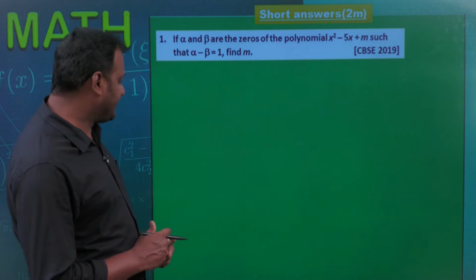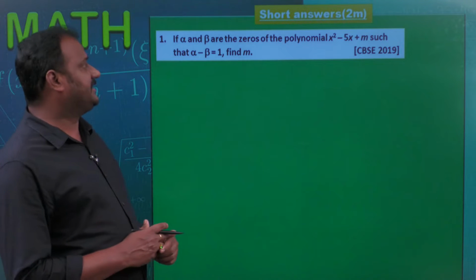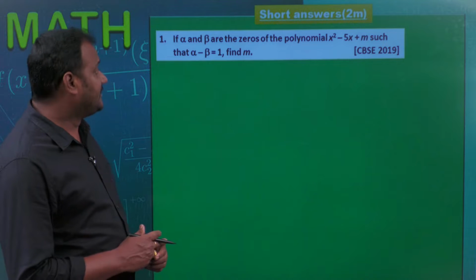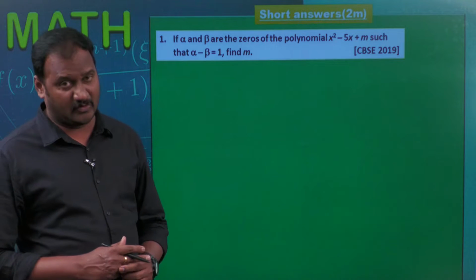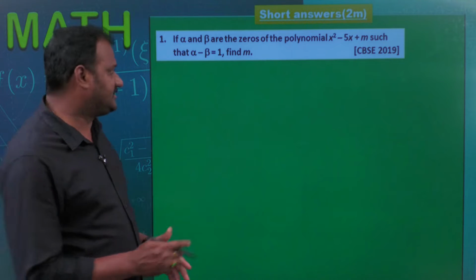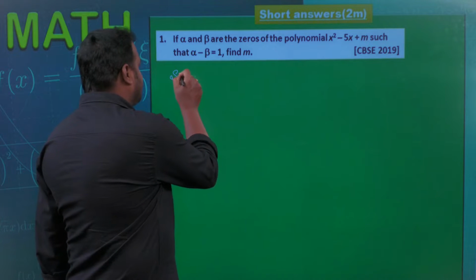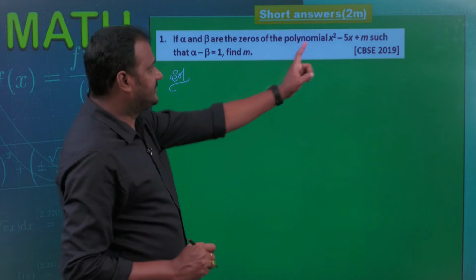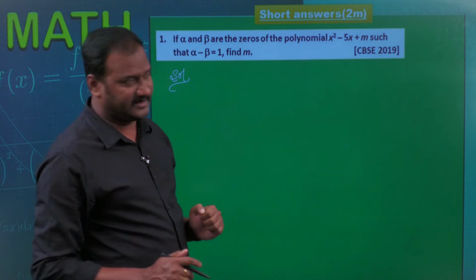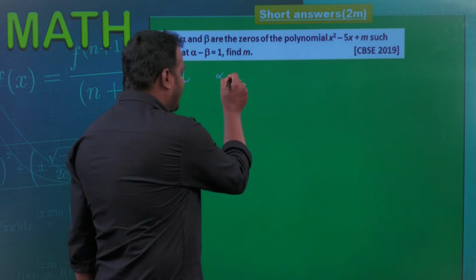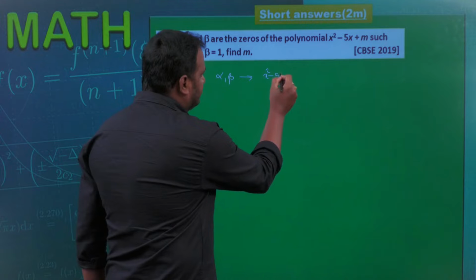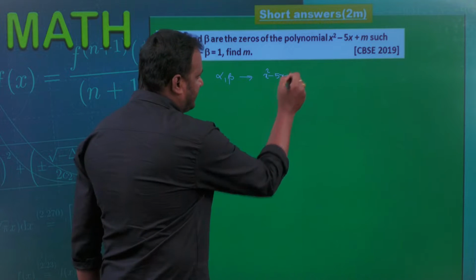So the very first problem given here is: alpha and beta are the zeros of the polynomial x square minus 5x plus m such that alpha minus beta is equal to 1, then find the value of m. It seems to be very simple, but if you observe, the given polynomial x square minus 5x plus m has the zeros alpha and beta, right?